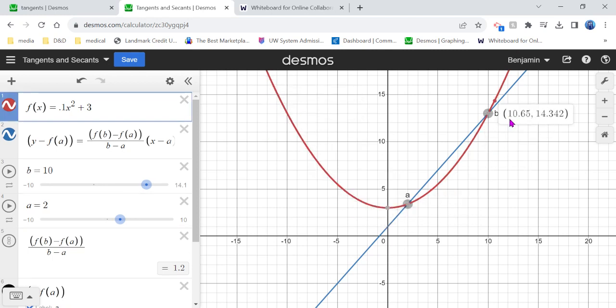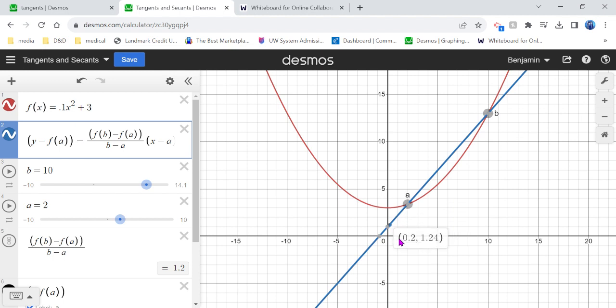It really does not matter what function you'd use. I have here 0.1 times x squared plus 3, but really it doesn't matter. So we take these 2 points, a and b, and we draw a straight line going through them. And we call this a secant line. A secant line is the line that intersects a function at 2 different points.